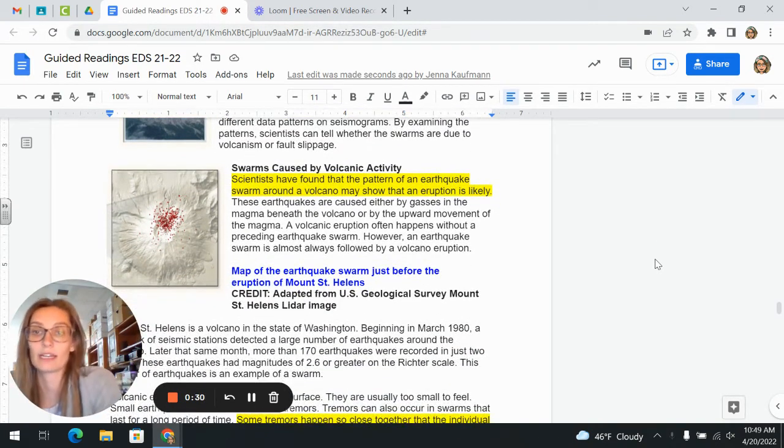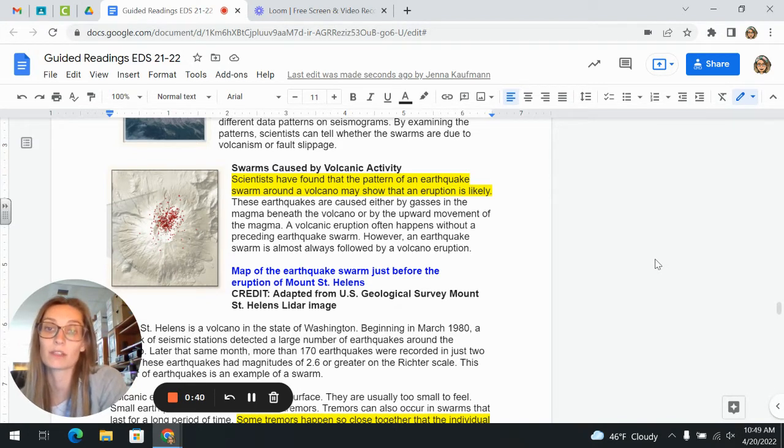Swarms caused by volcanic activity. Scientists have found that the pattern of an earthquake swarm around a volcano may show that an eruption is likely. These earthquakes are caused either by gases in the magma beneath the volcano or by the upward movement of the magma. A volcanic eruption often happens without a preceding earthquake swarm. However, an earthquake swarm is almost always followed by a volcanic eruption. You can see here it's a picture of Mount St. Helens, and all of these little red dots are showing you where earthquake swarms are occurring.